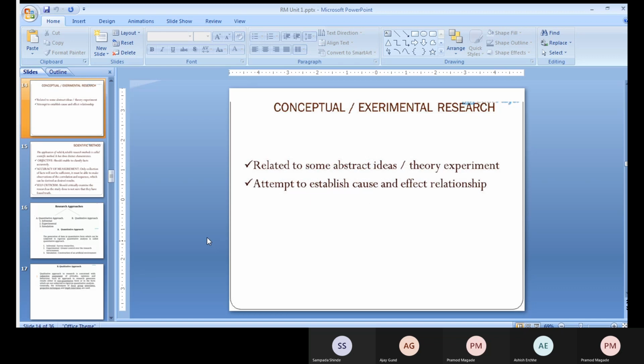But in case of the experimental, whatever the concept, we have to find out by applying and implementing it whether that is going to happen or not. That is called experimental research. Understood? Just wait.